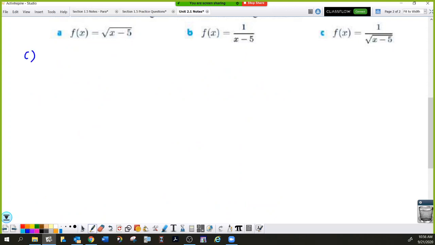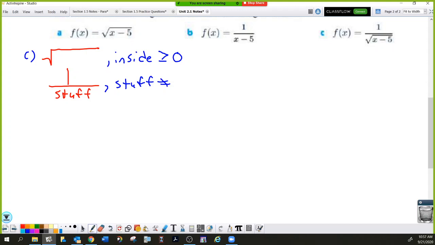This is part C. Rule number 1, what's underneath a radical cannot be negative, right? So the fact that I have a radical here tells me inside must be greater than or equal to 0. But then I also have a fraction. 1 over some stuff. It has its own rules. That rule is the stuff underneath cannot be equal to 0. Both of these rules must be followed.